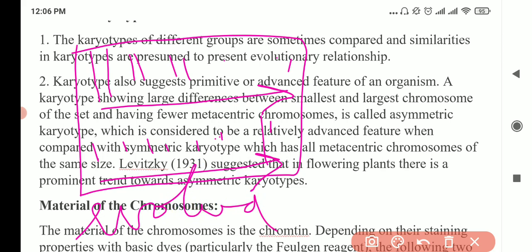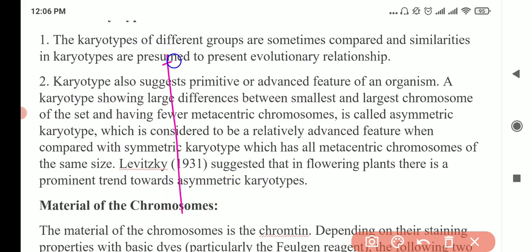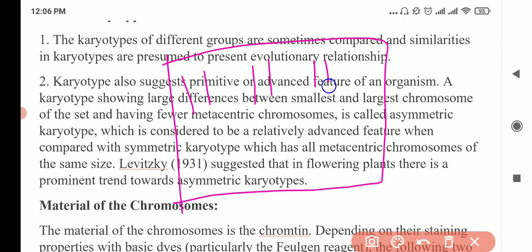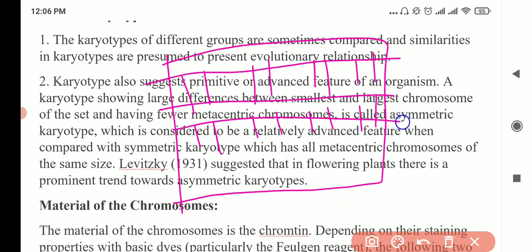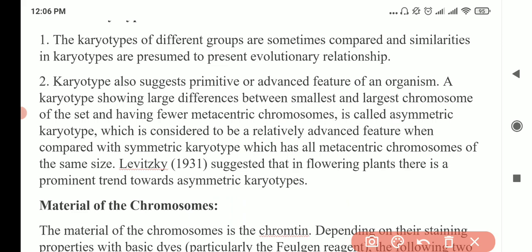okay, as compared to, let's say, maybe this organism, which has, for example, 1 2 3 4 5 6 7 8. Let's say this organism has 8 chromosomes, and all of them are more or less of the same type, so we consider it to be less advanced. Because they are all of the same shape, they are more or less symmetrical. Okay, so I think point 2 is clear.